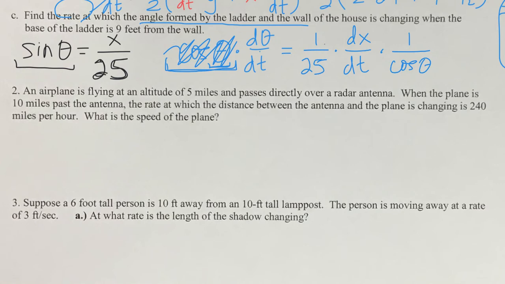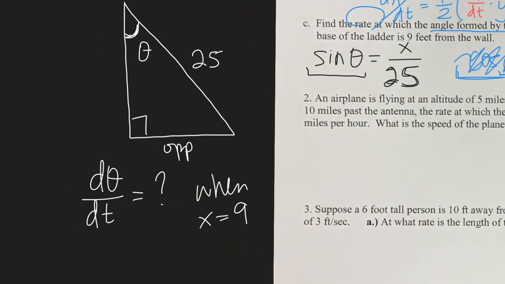So I have 1 over 25 times dθ/dt. Do we know what dx/dt is? I believe we do. dx/dt was 2, right? This was 2 feet per second. And 1 over the cosine. So is this a unit circle angle? It's not, is it? These are not unit circle things. So we're going to have to come over here and use our pre-cal and look at the ratio.